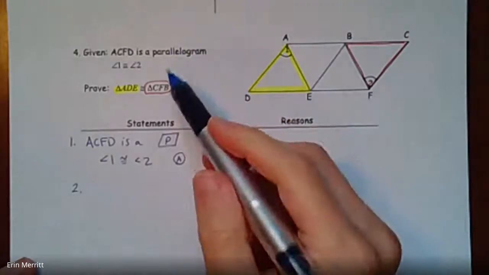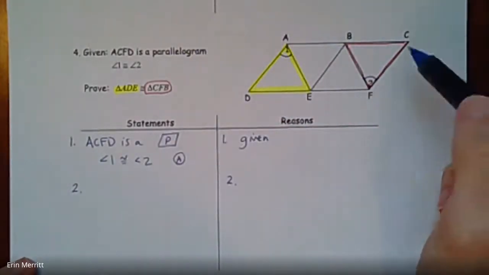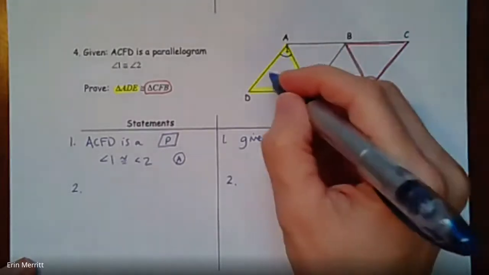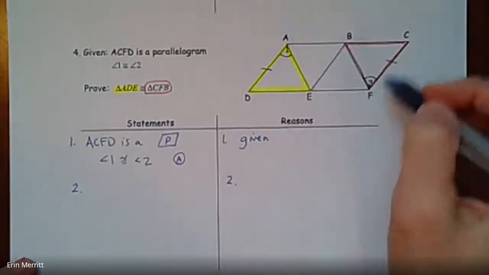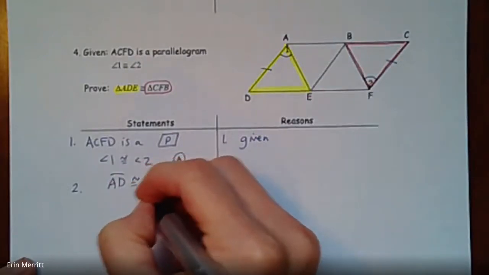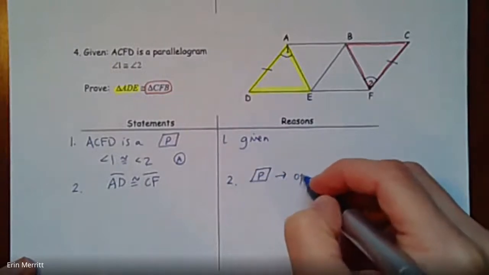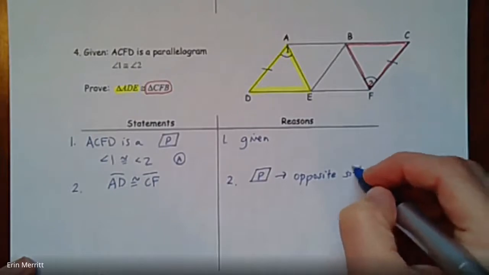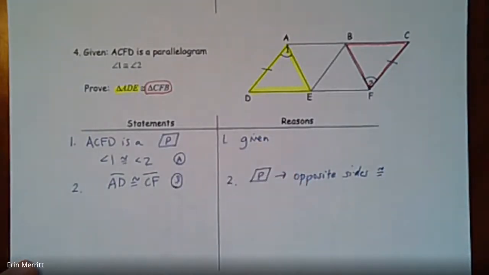All right, now think parallelogram. We know opposite sides are parallel. That's not going to be super useful here, but opposite sides are congruent. And if I look, AD and CF, those are opposite sides in that big parallelogram here. So we could use that. AD is congruent to CF. So parallelogram gives us opposite sides congruent. So there's a pair of sides, right? And then run the gamut.